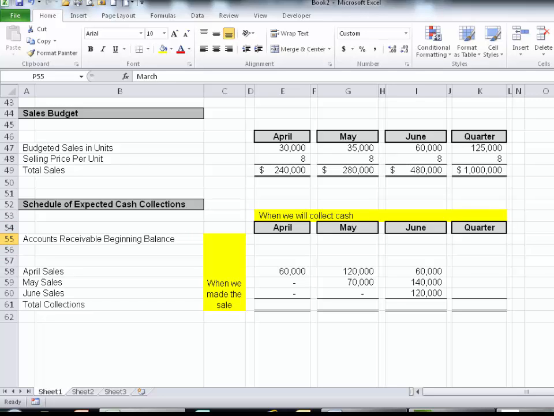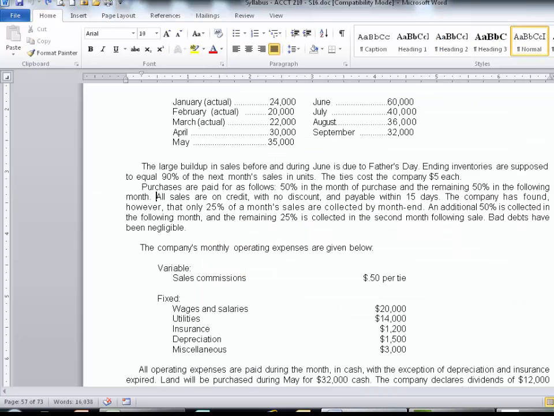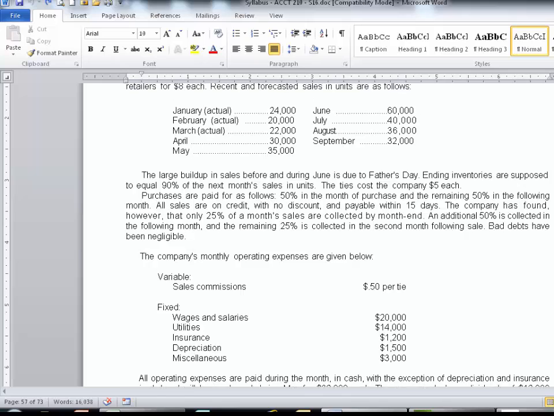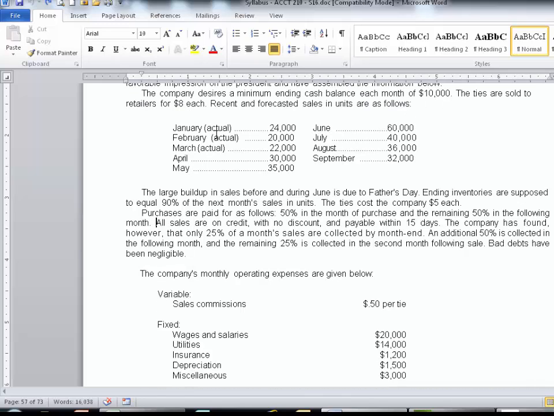Then backtracking one more month, January. January would be collected over January, February, and March. So it is all collected by the end of the first quarter. We don't need to worry about January. We only need to look at February and March. Well, when we go into the problem, we come back up to the schedule of recent and forecasted sales, and we can see the sales numbers for February and March. February was 20,000 and March was 22,000.